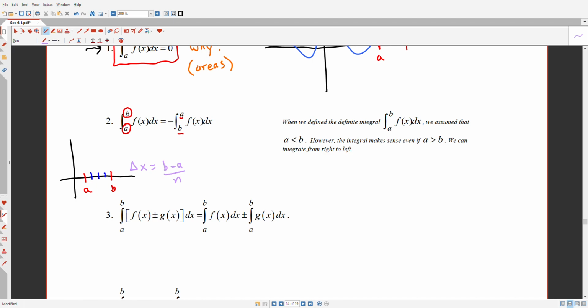But if you flip b and a, then what's going to happen is these widths are going to be negative if you flip b and a. And so you're going to get a bunch of rectangles with negative widths, and so you're going to get a giant minus sign popping out in front.